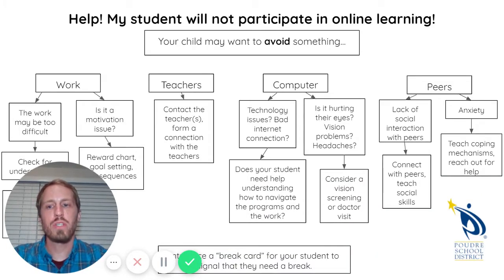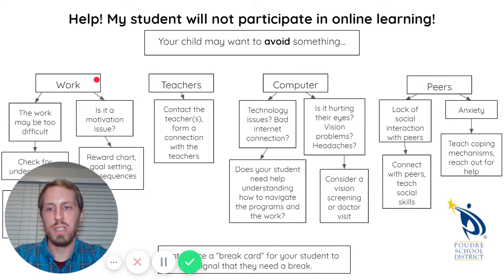So if you look at the first side of the chart here, most behavior is done for one of two big reasons, either to avoid or get away from something, or to obtain or get something. And so this side of the chart talks about what they might be trying to avoid. And so if you look across the top of the chart, you can see that it might be possible they're trying to avoid some work.